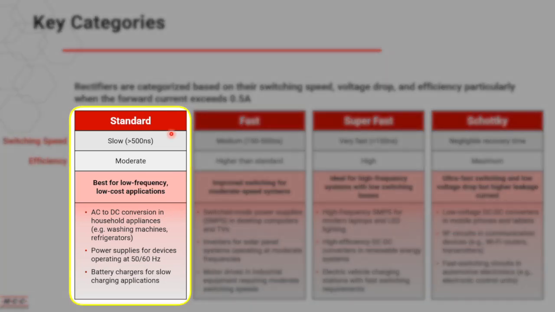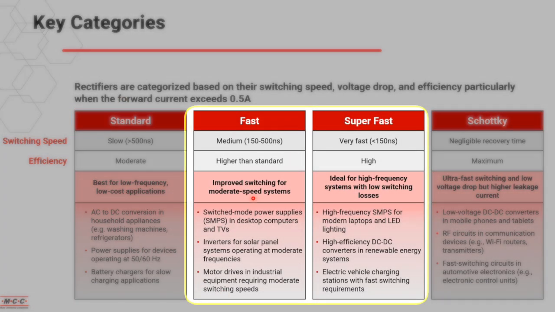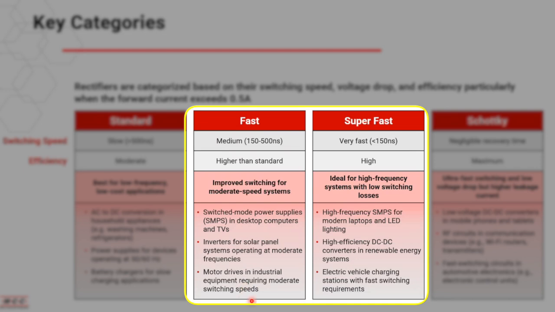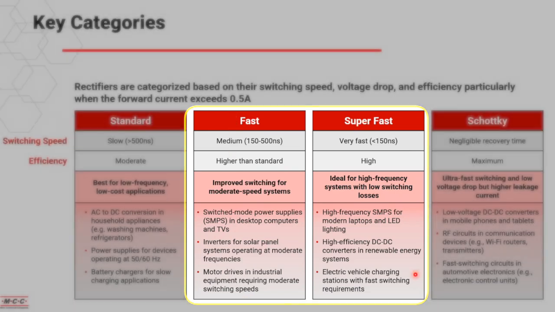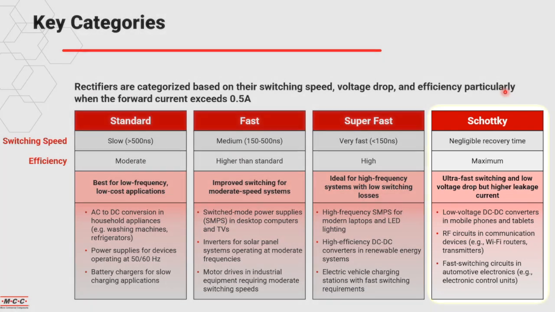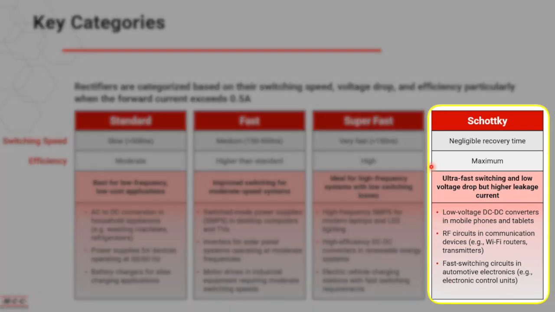Standard recovery, of course, is low cost, and is basically used in rectification. Fast recovery and super fast recovery are used in switching, for high frequency as well as moderate switching frequency. Schottky barrier rectifiers are used in ultra fast switching. So if you want a very fast switching application, such as in RF applications or in high-speed DC-DC converters, normally you will use a Schottky barrier rectifier.